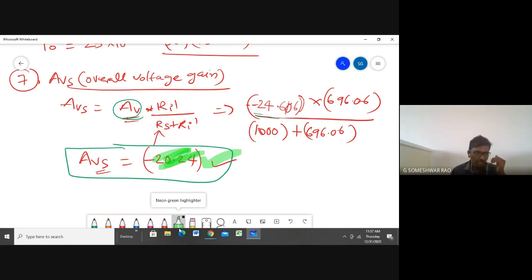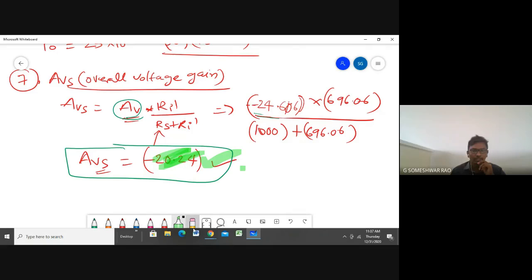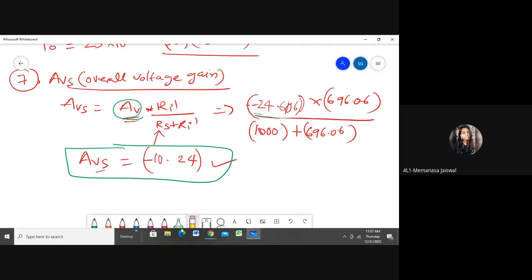Tell me two to three answers. The majority answer is the answer. Minus 10, minus 10, minus 10. Okay, people are getting minus 10. So therefore I can say that maybe minus 10 is the answer. So minus 10 point what? Minus 10.096.